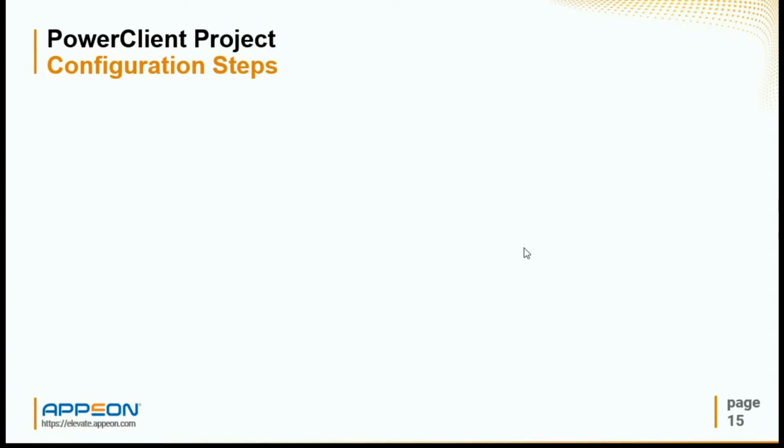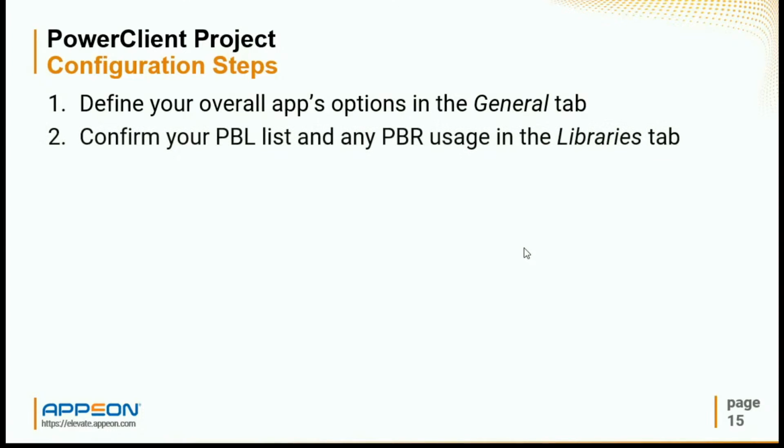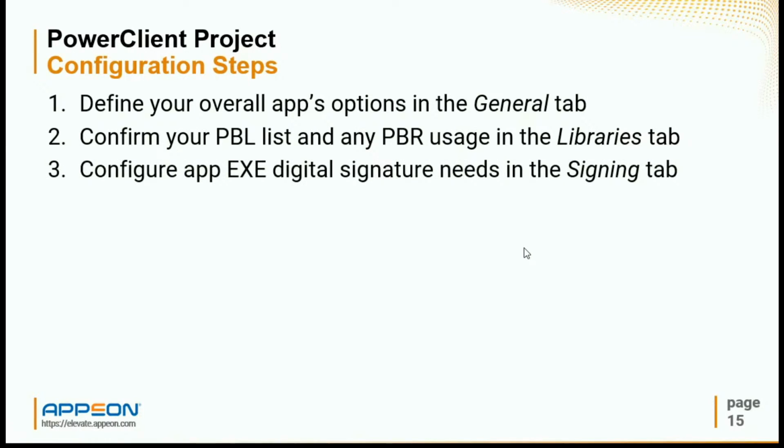So, PowerClient project configuration steps. There's basically 7 steps prior to deployment. Define your overall app's options in the General tab. This is very similar to a previous project that you would use in earlier versions of PowerBuilder. Confirm your list of PowerBuilder libraries that are used. PowerBuilder resource files map to those libraries in the Libraries tab. Again, very similar to older projects.